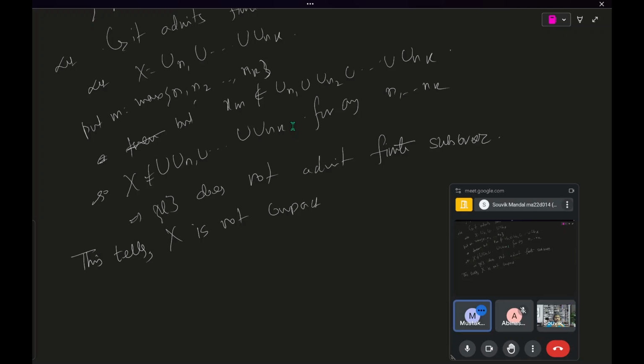Yeah, yeah. Okay. So now let's recall the statement of Wilson's lemma. What does this tell?